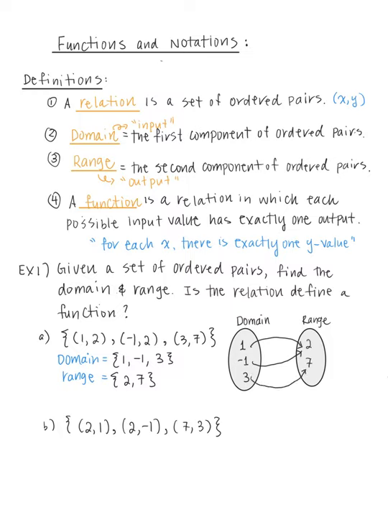So what do you think? Do you think this relation becomes a function or not? Now the answer is yes, this relation defines a function because look at it. For each value of x, there is exactly one y value. It does not matter whether 1 goes to 2 and negative 1 goes to 2 because x values are different. So in this case, yes, this relation defines a function. So I'm just going to write it as yes. It's a function.